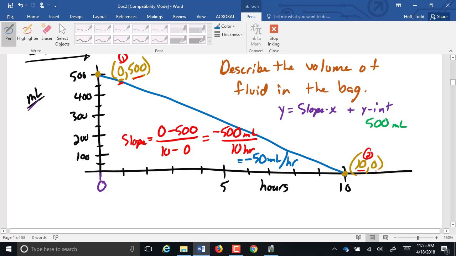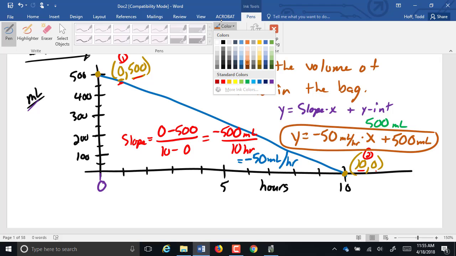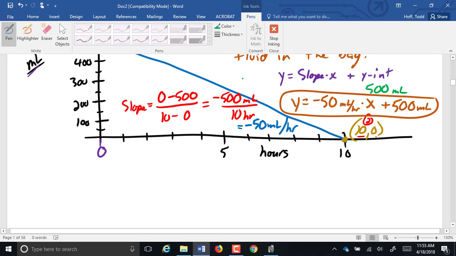So the equation we have here would be y equals negative 50, and I can put my units on there if I want to, milliliters per hour, times x, which is the number of hours, plus 500 milliliters. I would not need to leave the units on there if I didn't want to, but in this case, I'm going to go ahead and do it. Now, to show you that the units work out, let's say I ask, using that model, and that's all this equation is, a model that represents the amount of fluid in that bag at each moment in time.